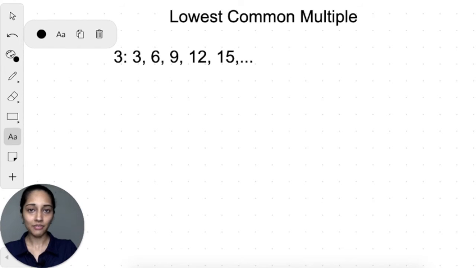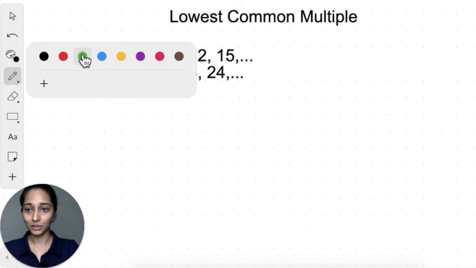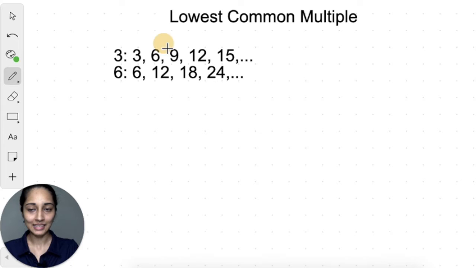Let us say we have a number 3 and another number, let's say, 6. So if we list all the multiples of these numbers, not exactly all because we cannot list all the multiples, but if we list some multiples of 3 and 6, you can see that there are some numbers which are common. Let me just take a different color to mark that. 6 is common, then this 12 is common, then 18 will also be common, then 24 will also be common.